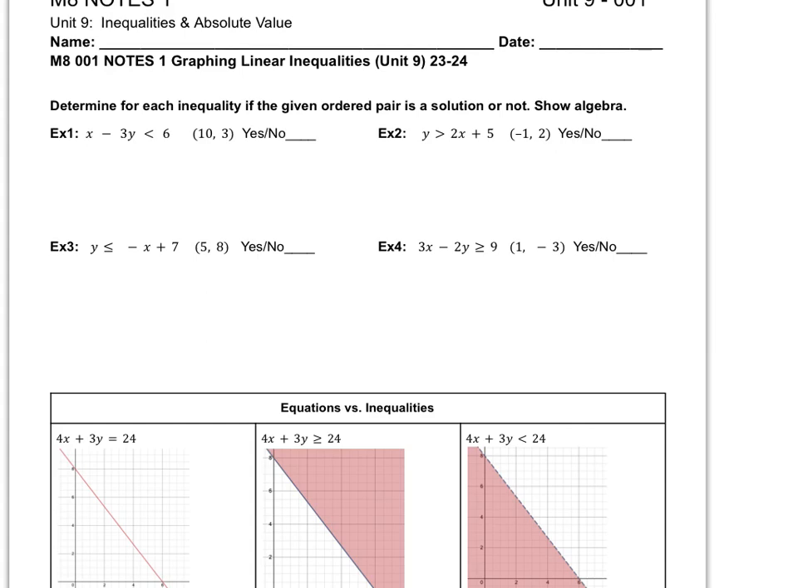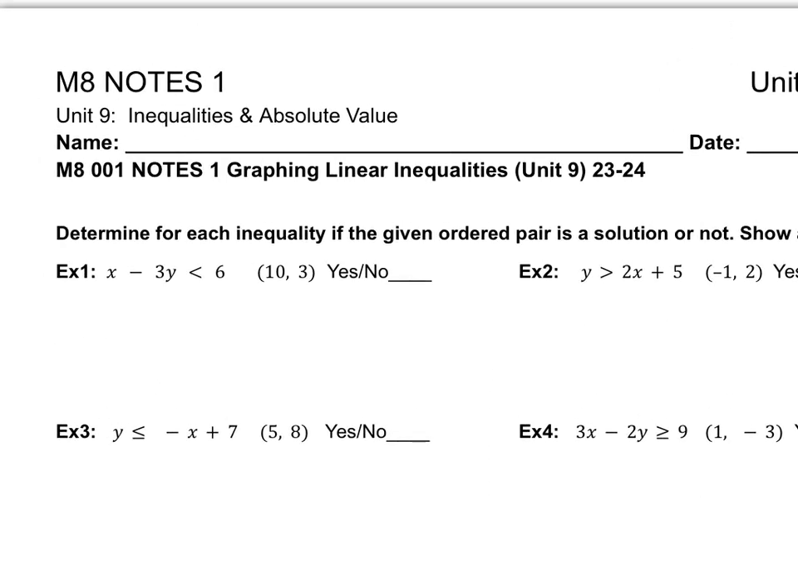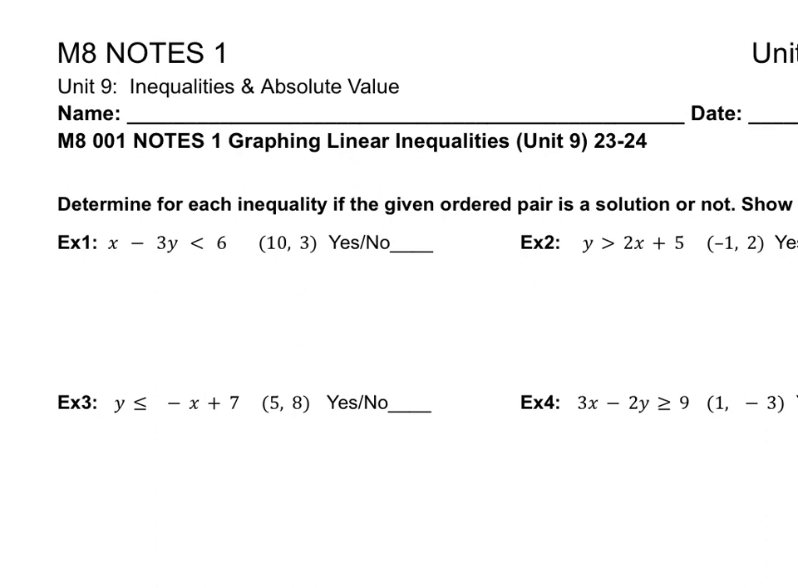So last week we worked on testing if ordered pairs were solutions to our inequalities, and we did that by replacing x and y. So we're going to do that same thing today. If I wanted to check if the ordered pair (10, 3) was a solution to this, I would replace x with 10 and y with 3, and I would see if that was less than 6.